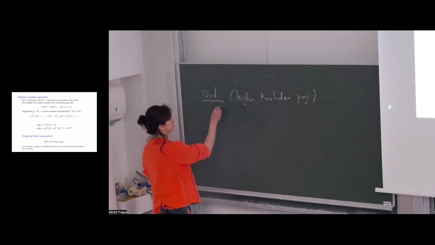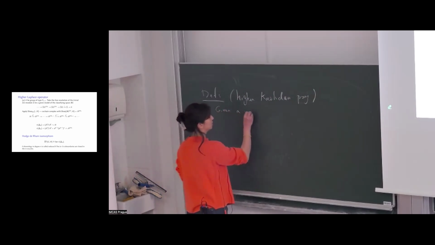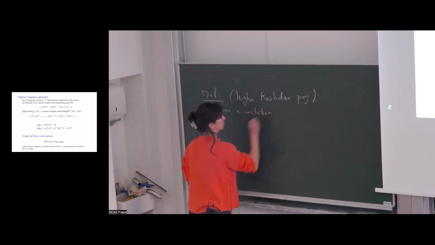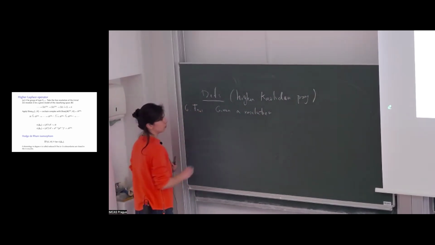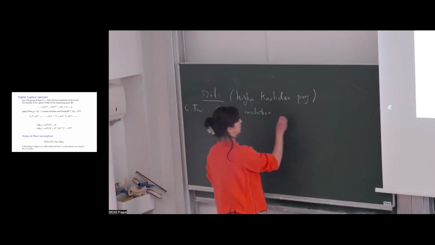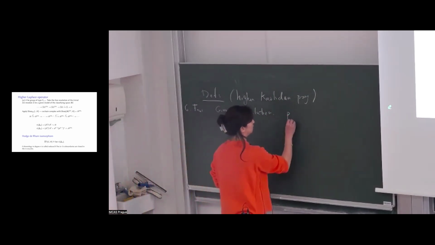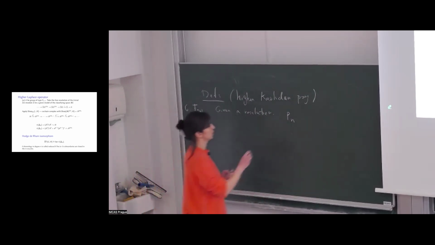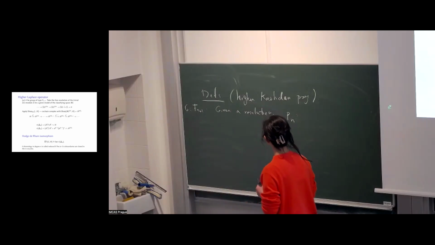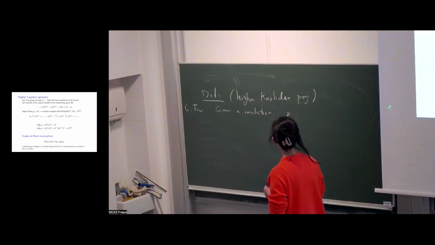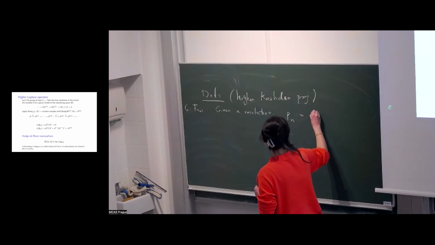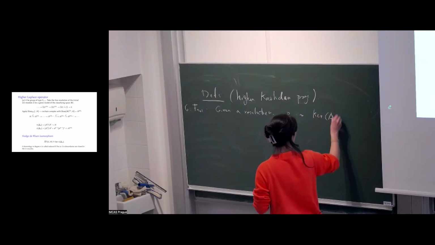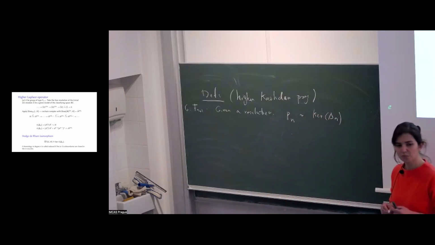So given a resolution, as we saw, associated with a group of type F_{n+1}, then E_n is a projection such that its image is the kernel of delta n.